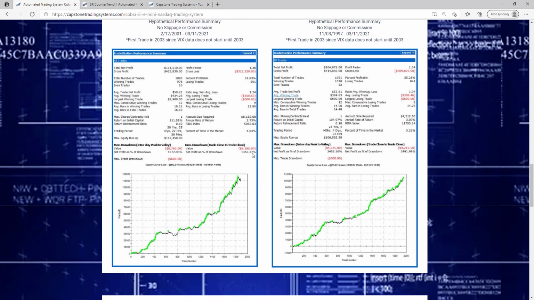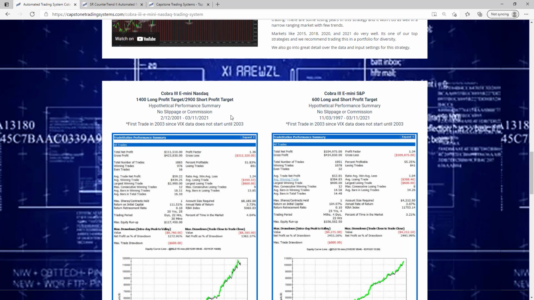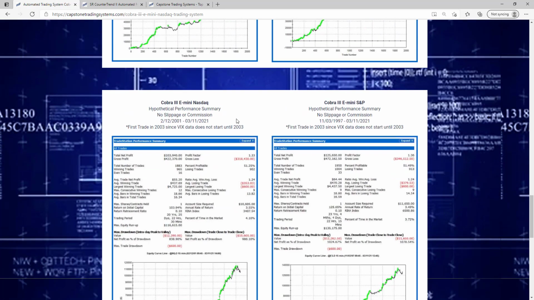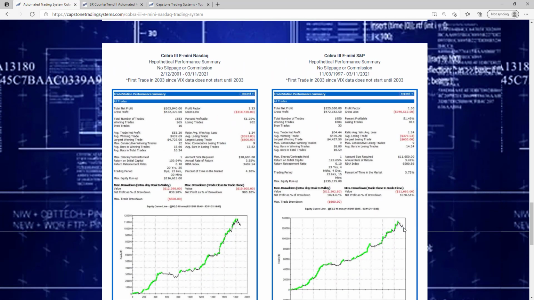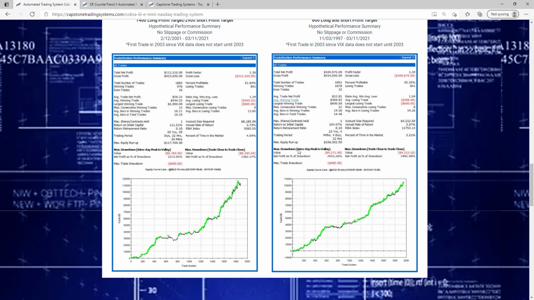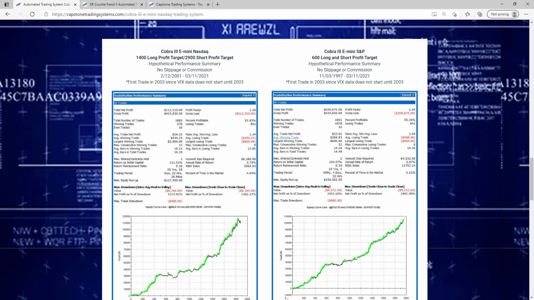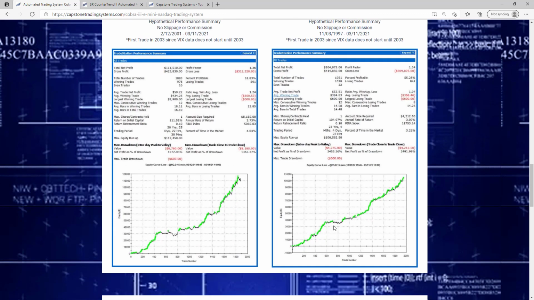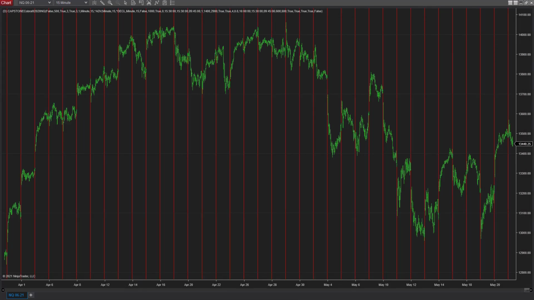You see back-tested historical performance summaries going back to 2003 for profit target and non-profit target versions below. Non-profit target versions didn't work as well in recent performance with the choppier markets, but the profit target versions did well. As you can see, the equity curve is very nice. Cobra 3 E-mini S&P with the $600 profit target. And I'm going to show you that in NinjaTrader as well.